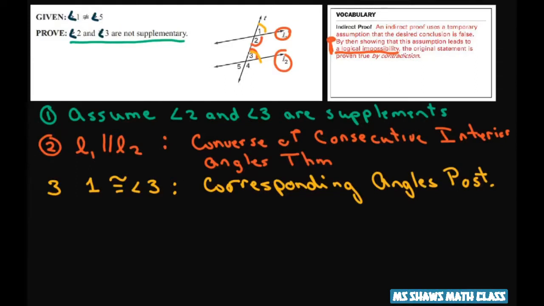And since these two angles are congruent, that means we also have angle 3 and 5 are congruent. So angle 3 is congruent to angle 5, and that's just by your vertical angles theorem.